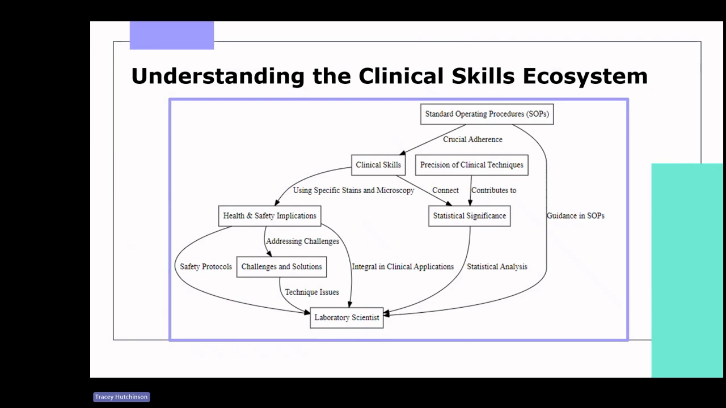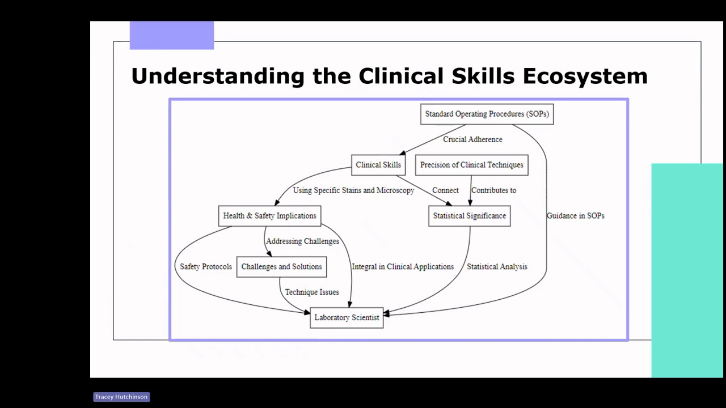ecosystem. As mentioned previously, this applies to working in a clinical lab, but many of the skills apply to general good practice. So at the heart of our system is the meticulous guidance provided by Standard Operating Procedures, or SOPs. These established protocols are the bedrock of ensuring consistency and safety in every lab task.